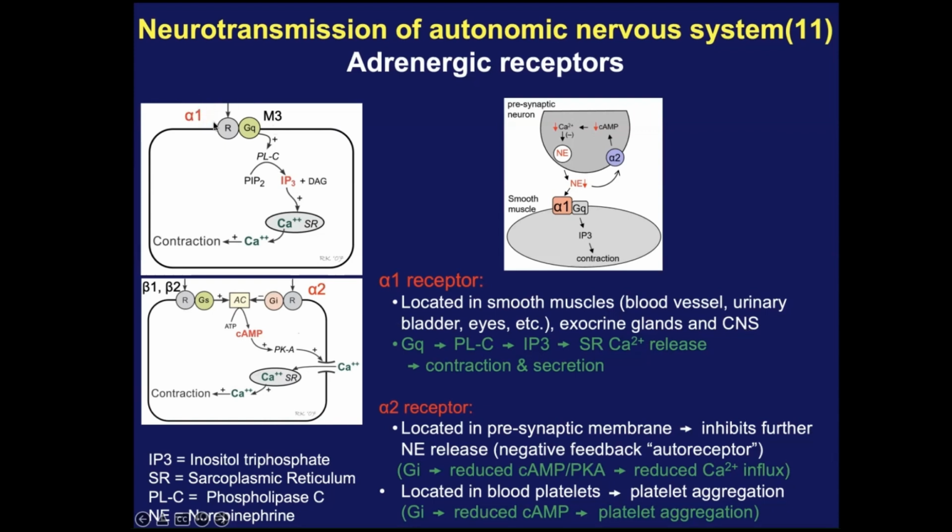And this alpha 1 receptor is also coupled with this GQ, PLC, the enzyme, to produce IP3 to cause the calcium release from the SR. In the smooth muscle, this will cause contraction, and in the glands, alpha 1 receptor will stimulate the secretion from the glands. Alpha 2 receptors, as shown here, are expressed in these presynaptic neurons, as shown here.